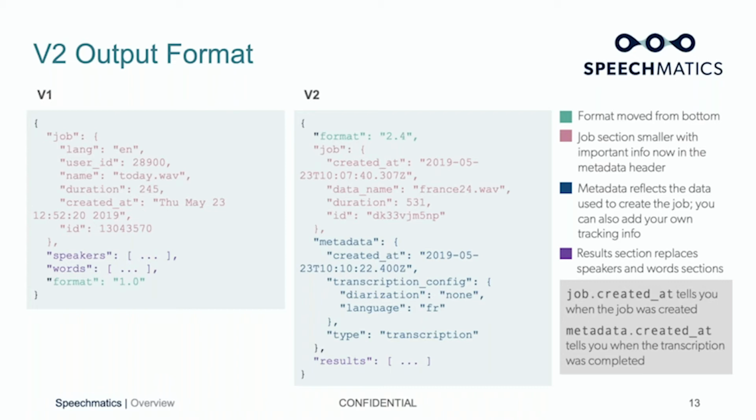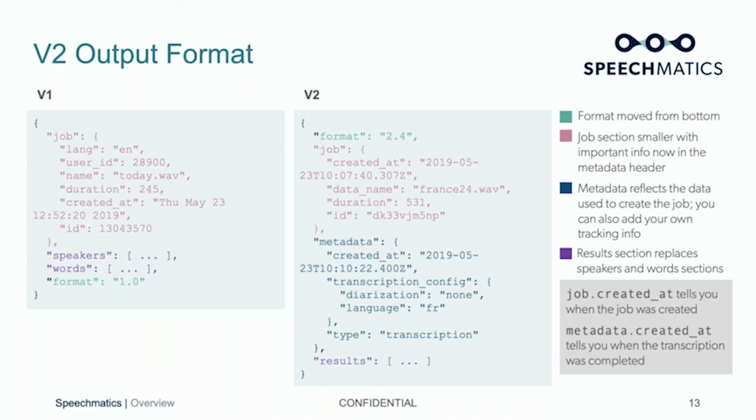As we move down, the metadata block in the V2 output is one that's probably going to be really useful for many customers. What this tells you is all the information that you submitted through the job config, and we take that and now output it in your transcript. So when, at a later point, you're wondering what settings or parameters you used for the job submission, it's now there in the actual output, so it might make your life much easier.